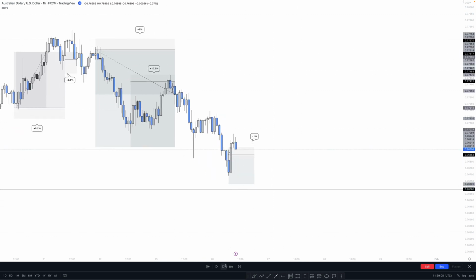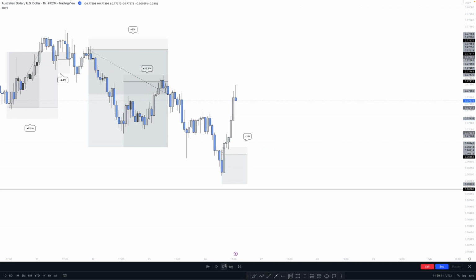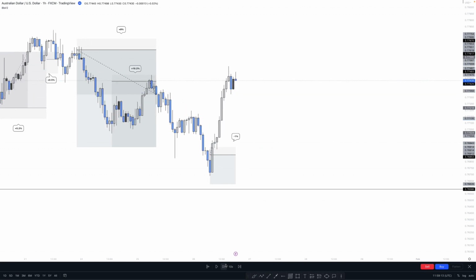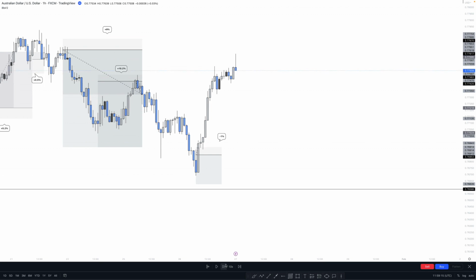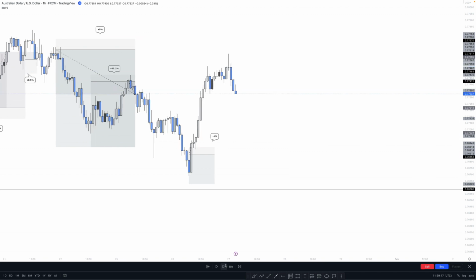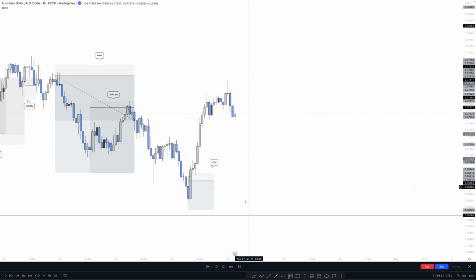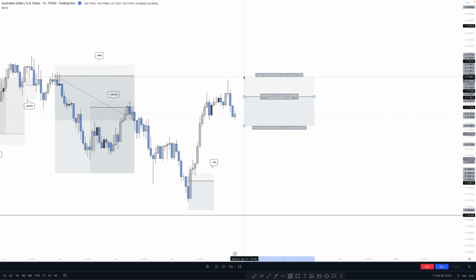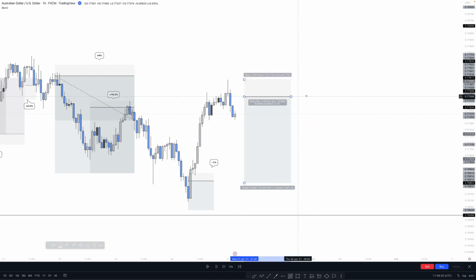Okay, so let's see what happened. Price didn't break the low, as you guys can see. And right now we are having another reversal trade. So let's see how many pips this is. 13 pips, so perfectly fine on AUD/USD.